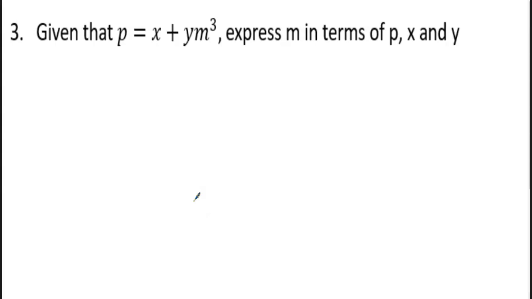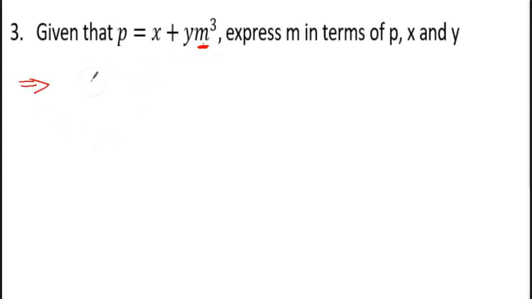So far I've solved 2 questions, so I want you to pause the video and try this one as I go through it with you. After, you check if your answer is correct. Given that p is equal to x plus ym cube, express m in terms of p, x and y. So this is the variable that we want to make the subject.